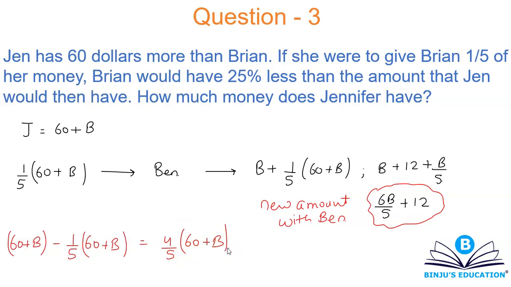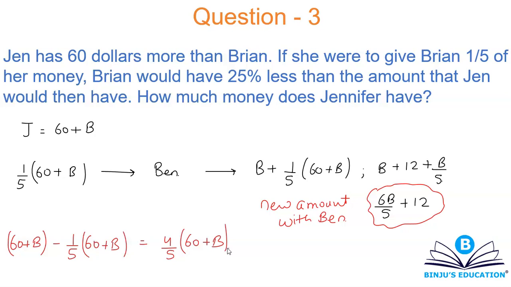Or you can solve this also. 60 plus B minus 1/5 of 60 is 12, and B into 1 by 5 is 1 by 5B. 60 minus 12 is 48 and 4 by 5B. So you will get the same answer as 4 by 5 into 60 plus B. There will be no difference.